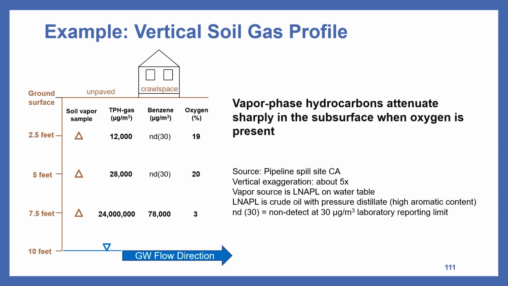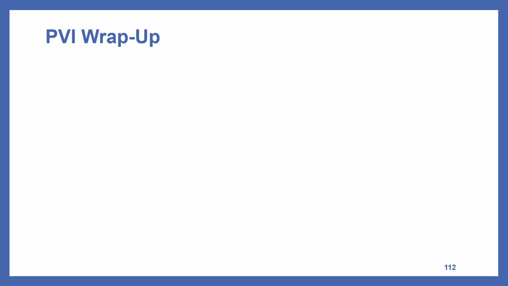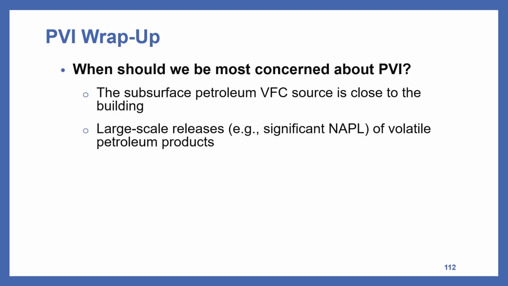So let's wrap up Attachment 2, petroleum-specific considerations. I want to leave you with a couple of thoughts on this. One is, when should we be most concerned about PVI? One situation is when the subsurface source is close to the building. Another situation is if you've had large-scale releases of petroleum products and you have significant NAPL, significant source and strength. So it's not necessarily the site type, but the nature of the release that drives that potential for PVI.